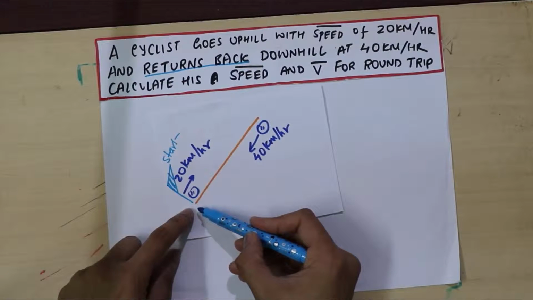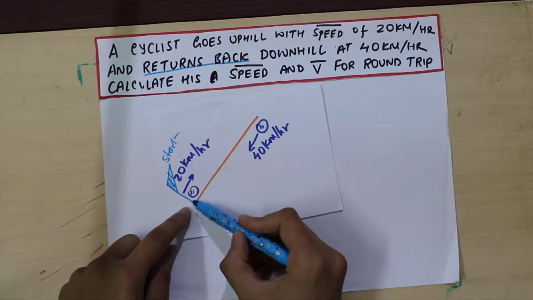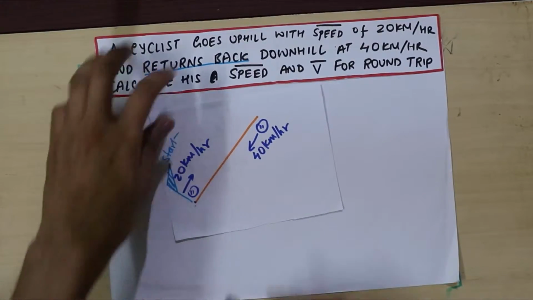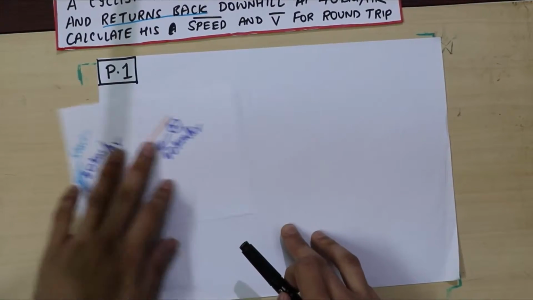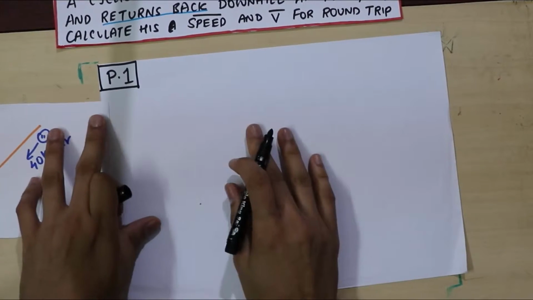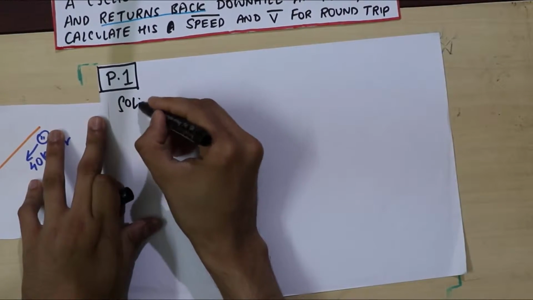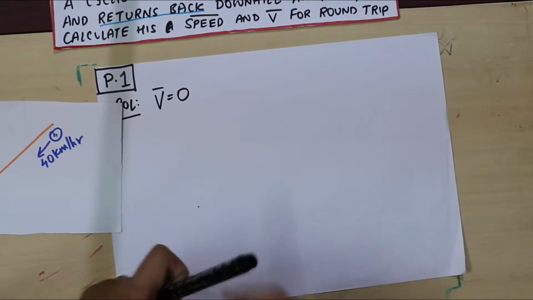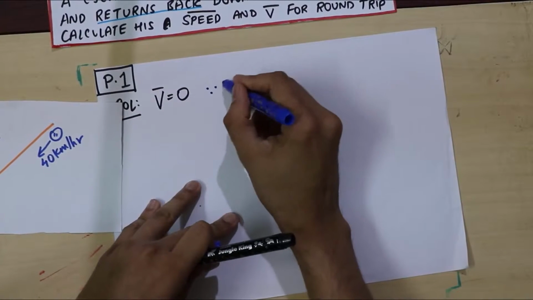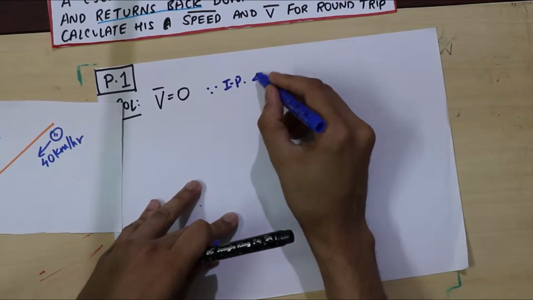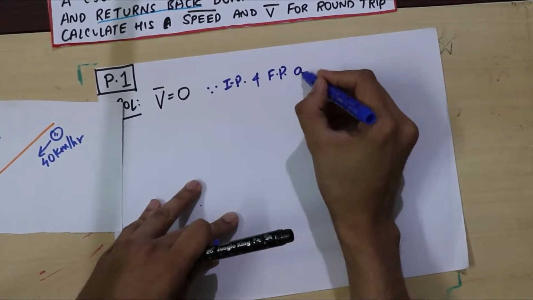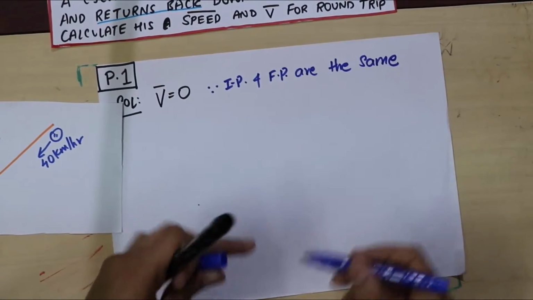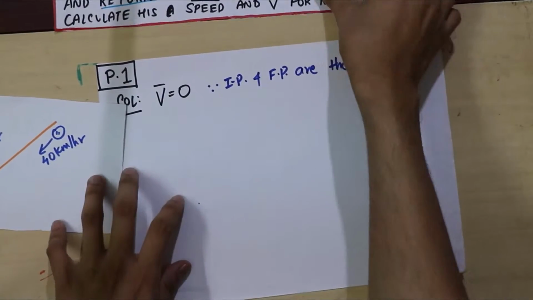So what's his displacement? Think about it. Initial position and the final position are the same. Displacement is 0, therefore his average velocity is 0. So solution for the first problem, we have average velocity is 0. Why? Because initial point, I'll call it IP, and final point are the same. Okay? Well, that's easy. Let's go to the next one.